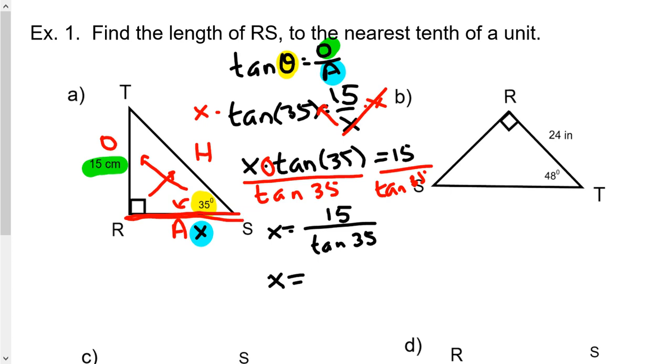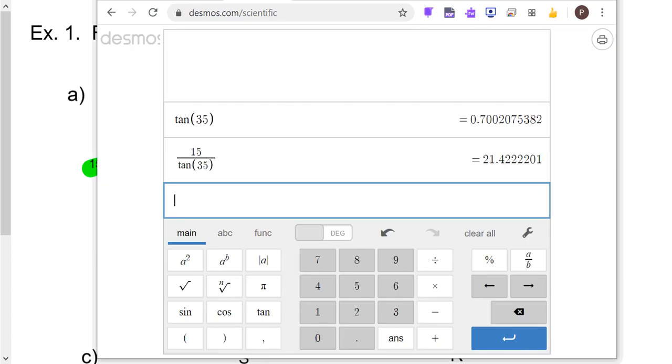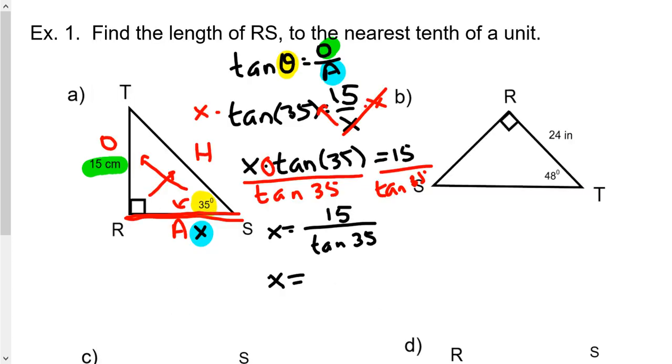And so our X value, we'll round that to the nearest tenth. Let's go 21.4. And our units, centimeters. Nearest tenth of a unit. So what this is telling us is for any 35-degree angle, if the opposite length is 15, the adjacent length is 21.4. For a 35-degree angle, the opposite length is, like we saw, 0.7 times the adjacent length. And so we can use that to our advantage. We now know length RS.